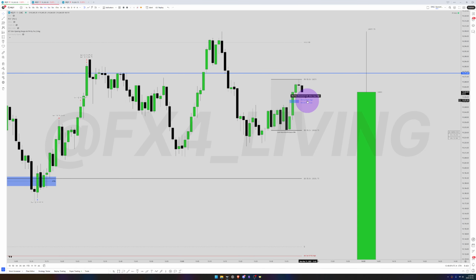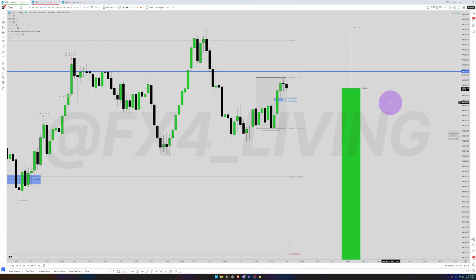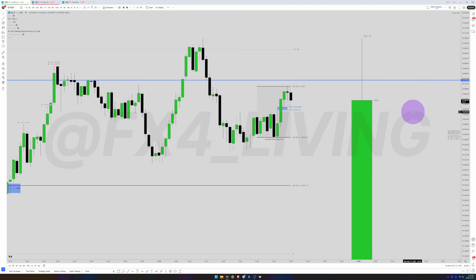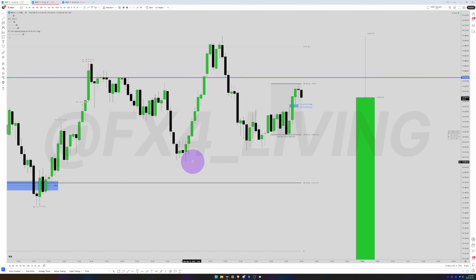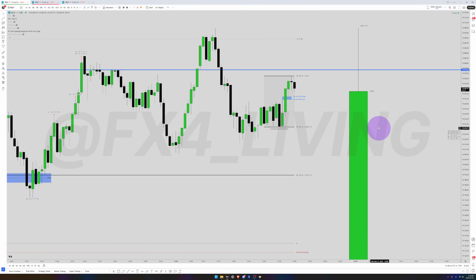That is the first presentation we got on the PM session so far. And that's a bullish fair value gap. The only thing I don't really like right now is this low resistance right here. So we'll see. We'll see.